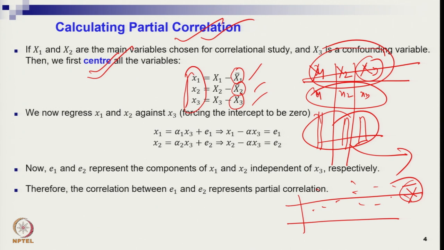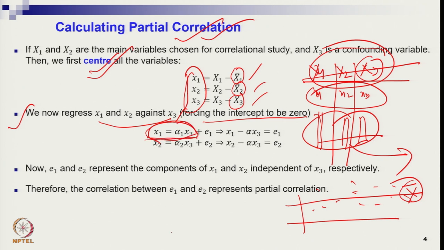Now, we have to remove the impact of x3 from x1 and x2, right? So, next step, you regress x1 upon x3 and x2 against x3. First, you regress x1 against x3. Remember, since we have already centered the data, you don't need the intercept part, right? Only the slope part is sufficient. Of course, set the intercept equal to 0 in your Excel, and then you do the regression. You will find the direct slope which will pass through the origin, not a matter.